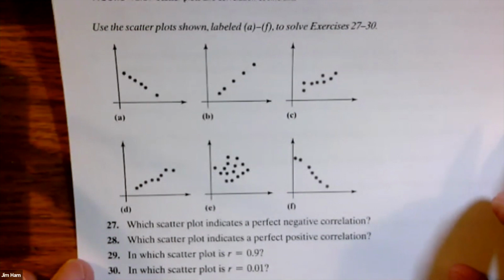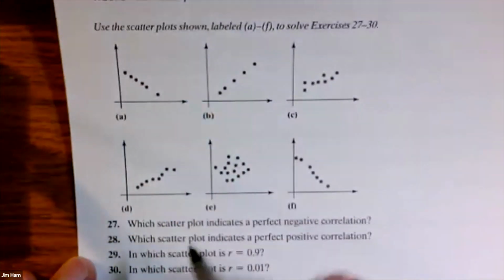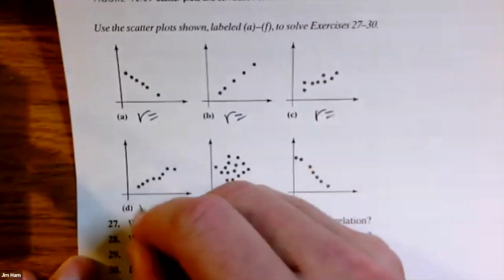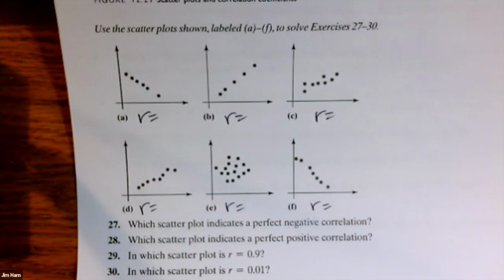Here are some examples of scatter plots. Go ahead and write what R is equal to on each of these. What does R equal in each case? Guess, estimate. First thing you want to decide is if it's a positive R or a negative R. If it's an upward trend, it'll be a positive R. And if it's a downward trend, a negative R.